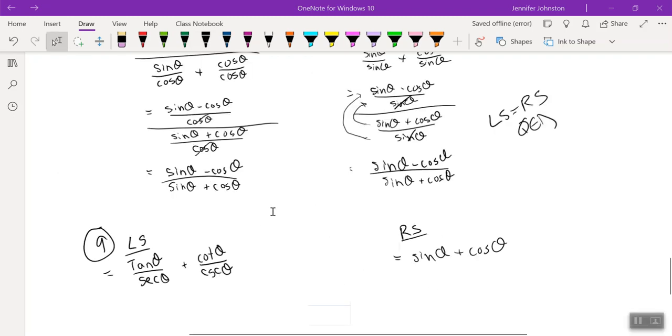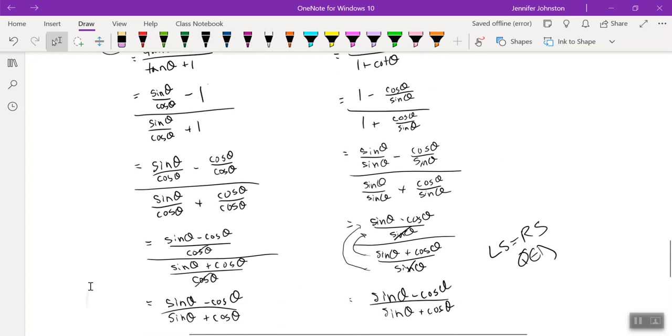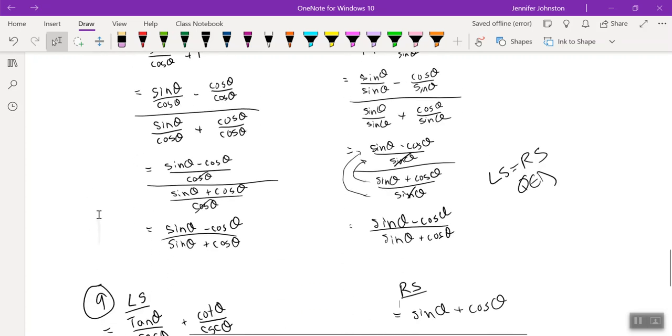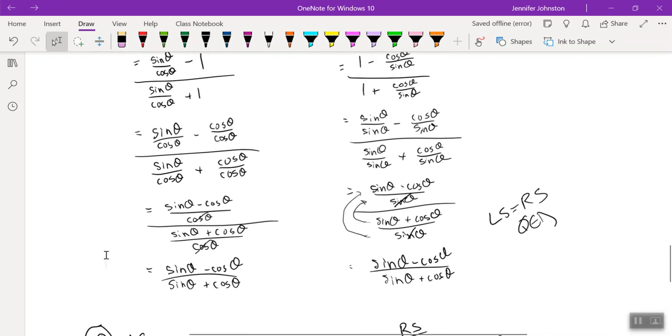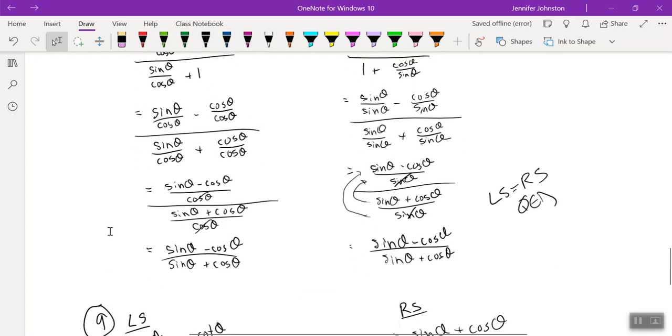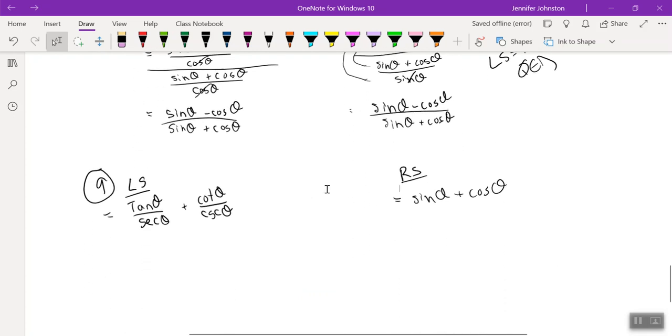So that last one was a tough one, but you expect to have something like that on your test on Wednesday, something where you're working with finding common denominators. All right, let's look at question 9. This one's not that bad.